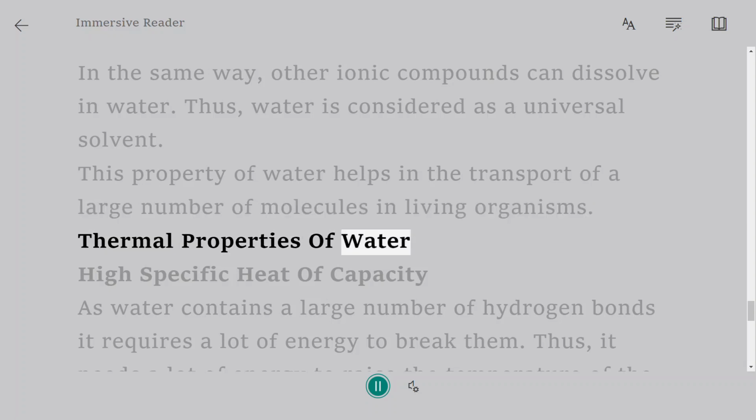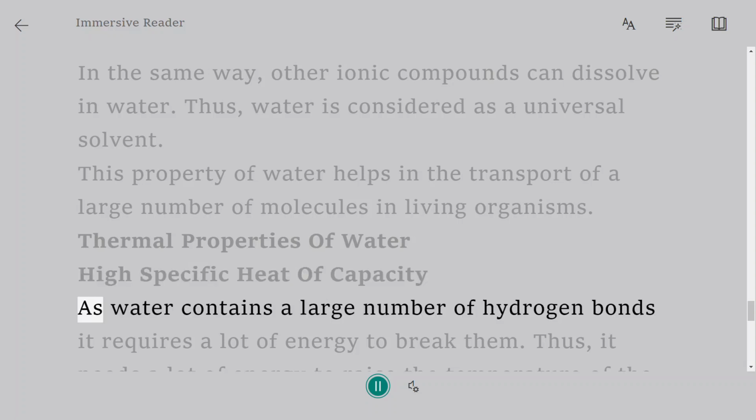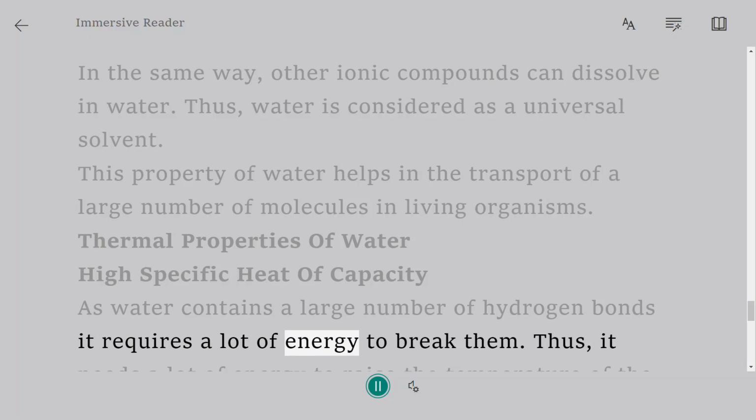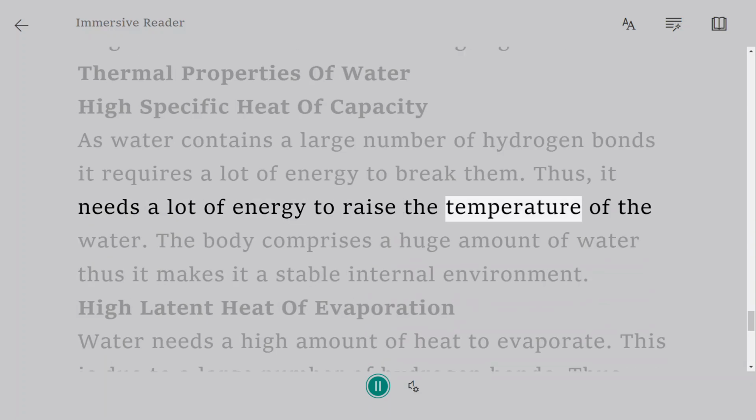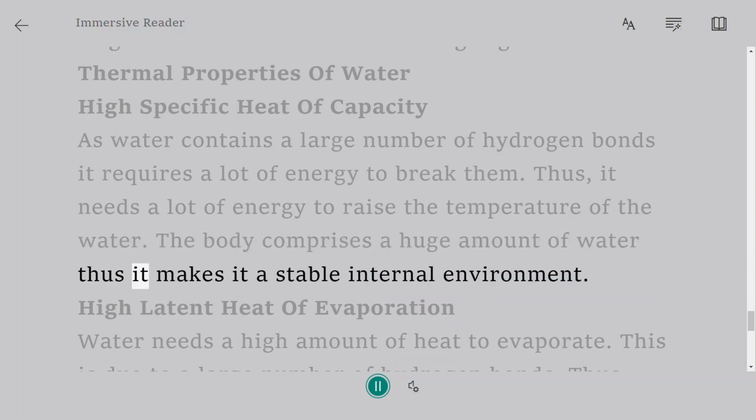Thermal properties of water. High specific heat capacity. As water contains a large number of hydrogen bonds, it requires a lot of energy to break them. Thus, it needs a lot of energy to raise the temperature of the water. The body comprises a huge amount of water, which makes it a stable internal environment.